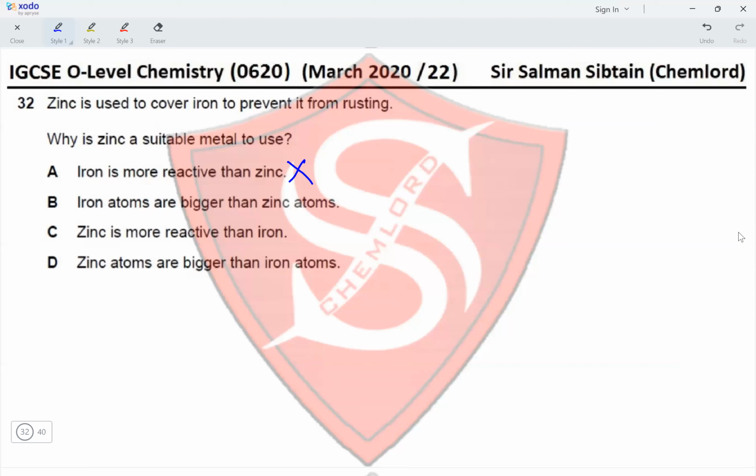But this is not the reason why it prevents iron from rusting. So the statement is correct, but its use to prevent iron from rusting is incorrect. So zinc is more reactive than iron. Yes, that is why it prevents iron from rusting, because it reacts first. And zinc atoms are bigger than iron atoms? No, zinc atoms are smaller than iron atoms, but that does not justify the use of zinc to cover iron to prevent it from rusting. Therefore, option C is the correct option for this question.